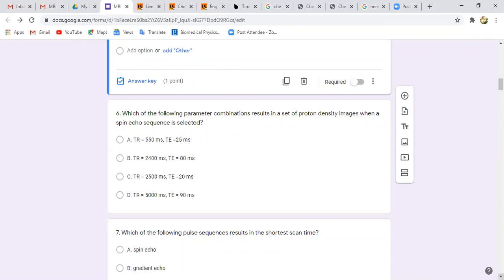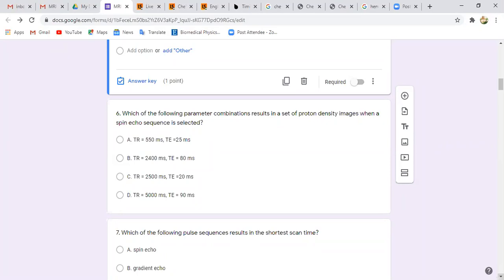So for both proton density and T2, we normally use a long TR. For PD, the TR is not as long as that of the T2 weighted image. For T1, the TR is always short, from around 300 to maybe 600 or 700 milliseconds, whereas for PD and T2, it starts from around 2000 milliseconds.